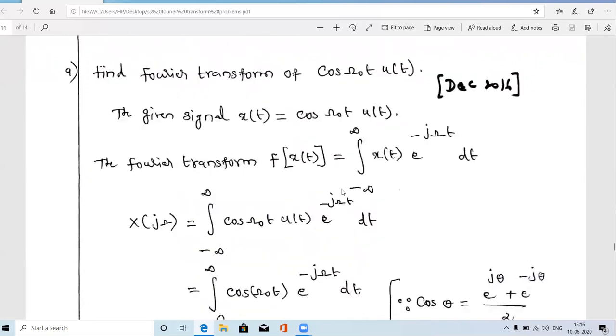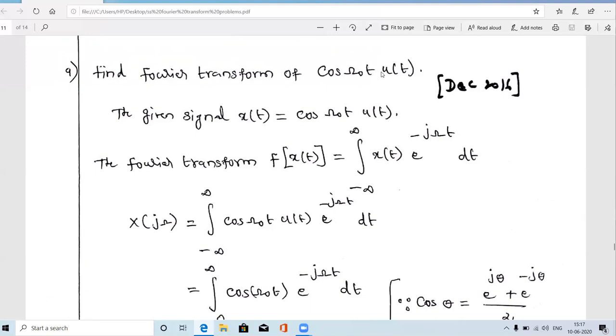And another one is the second problem: find the Fourier transform of cos omega naught t into u of t. So what is the difference between this problem and the previous problem? In the previous problem, x of t was simply a cos omega naught t. That means the cosine signal is available for the entire time duration, minus infinity to plus infinity. But here, in this problem, we find the Fourier transform of cos omega naught t into u of t. You know, any function multiplied with the unit step signal means the entire signal is available only for the positive time duration.